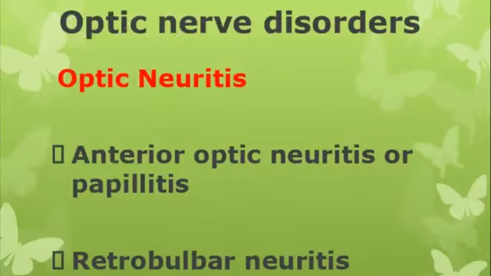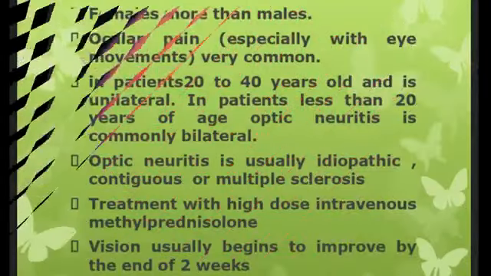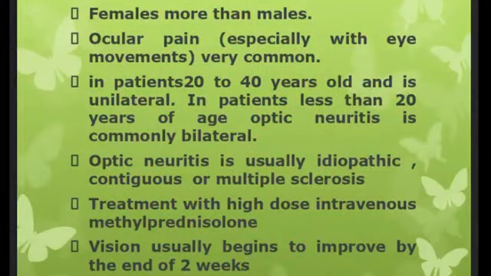Optic nerve disorders. Optic neuritis can be classified into two types: anterior optic neuritis or papillitis, or retrobulbar neuritis. This slide shows features of optic neuritis. Optic neuritis is a common inflammatory disorder of the optic nerve. Females more than males are affected, and ocular pain, especially with eye movements, is very common.